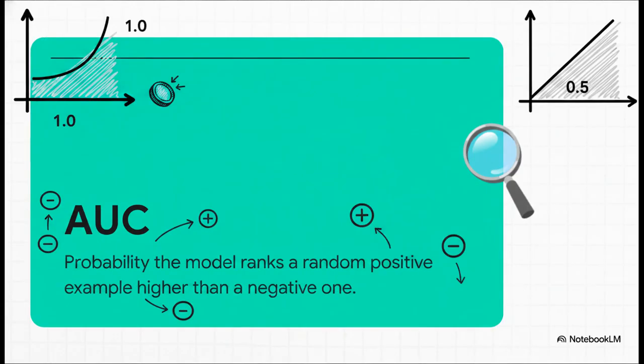And to actually quantify that ROC curve, we calculate the AUC, or area under the curve. This gives us a single, neat number. An AUC of 1.0, that means it's a perfect model. It'll always rank a randomly chosen positive example higher than a randomly chosen negative one. But an AUC of 0.5, well, on the graph, that's just a flat diagonal line. It basically means your incredibly complex machine learning model is doing the exact same thing as just flipping a coin.